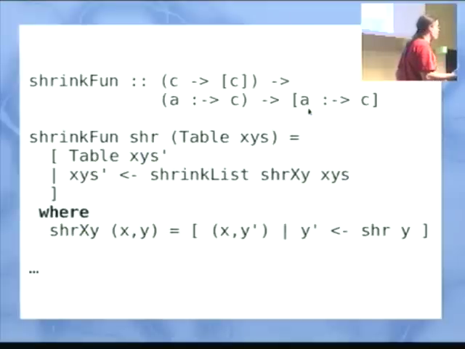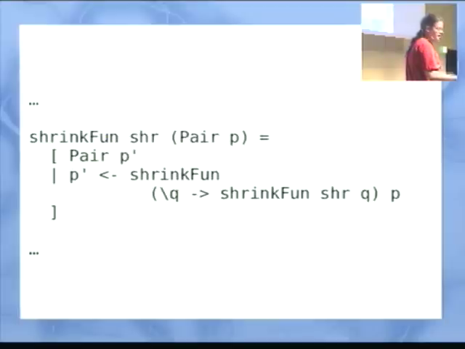Okay, so if it's a table, I use the built-in QuickCheck function shrinkList. It's quite nice. It chops up lists into smaller chunks, and it's quite effective. So I'm using that. It's called shrinkList. If it's a pair, then I'm using shrink fun twice. Once for p and once for q.